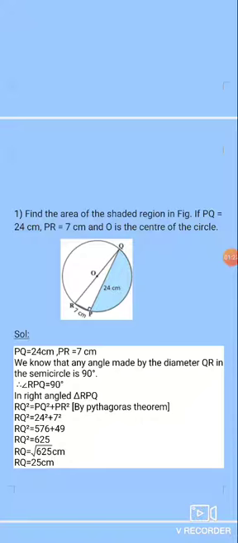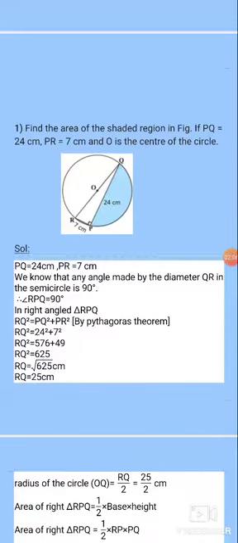Now in this right angle triangle, RQ square is equal to PQ square plus PR square by using Pythagoras theorem. So RQ square is equal to 24 square plus 7 square, that is 576 plus 49, which is equal to 625. So RQ square is equal to 625. RQ is equal to square root of 625, which is equal to 25 centimeter. Now RQ is the diameter, which is 25 centimeter. So what is the radius? Half of that, which is 25 by 2 centimeter.